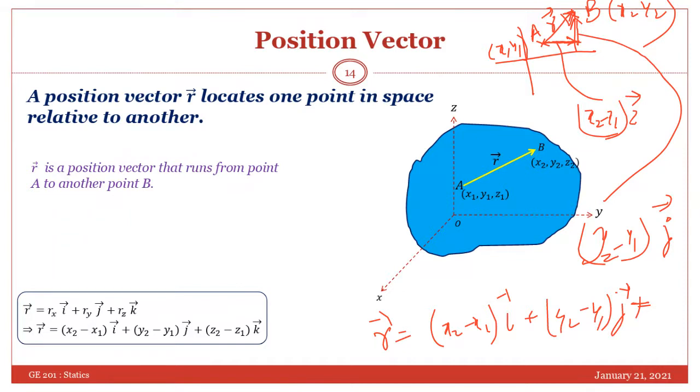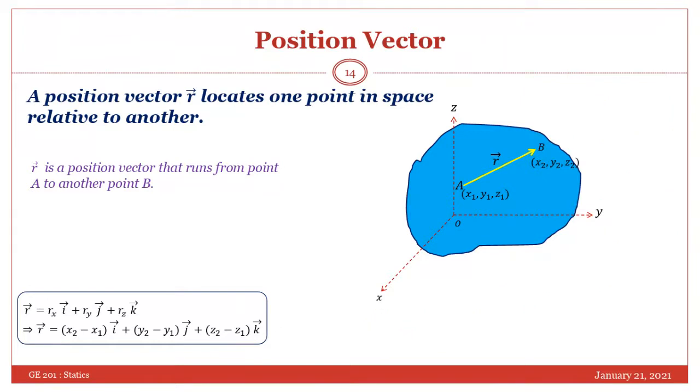Okay, so you will get this expression. Vector R is equal to (x2 minus x1)i plus (y2 minus y1)j plus (z2 minus z1)k. Okay, so this is the position vector. So always remember, because this also we need a lot in this course, that whenever you have to find out the position vector, try to find out the coordinates and then use the expression and you will get the position vector.